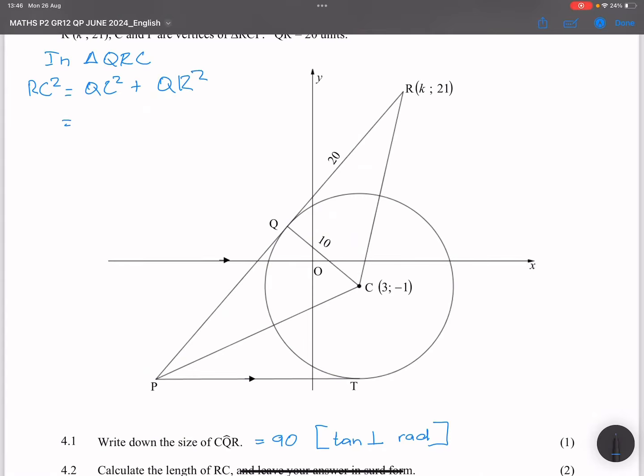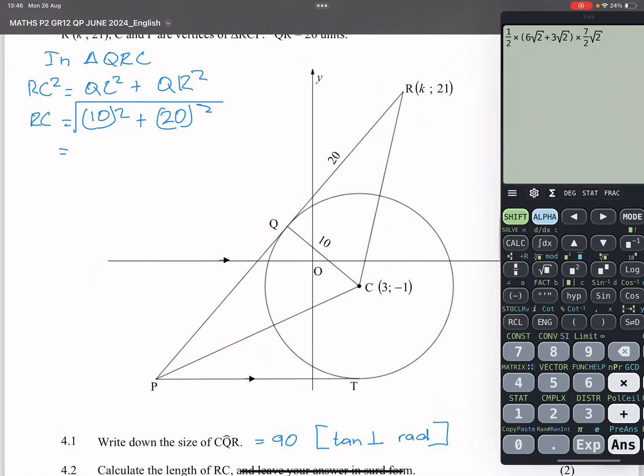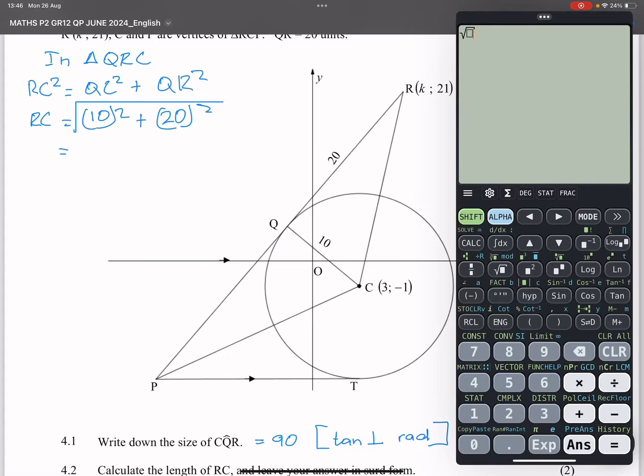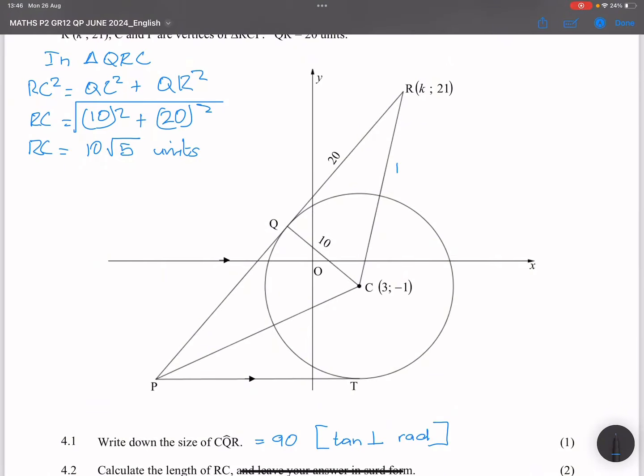Right, so in this case, we know that our QC value is 10 units. QR is given as 20 units. And we're looking for RC, so we might as well just take the square root. So RC, okay, let's take that value. So this is the square root of 10 squared plus 20 squared. And we get 10 root 5, so that's 10 square root of 5 units. Okay, so that's the value of RC. Okay, so I'm just going to put that there. I don't know if we're going to need it at some point, but I'll just put it there.